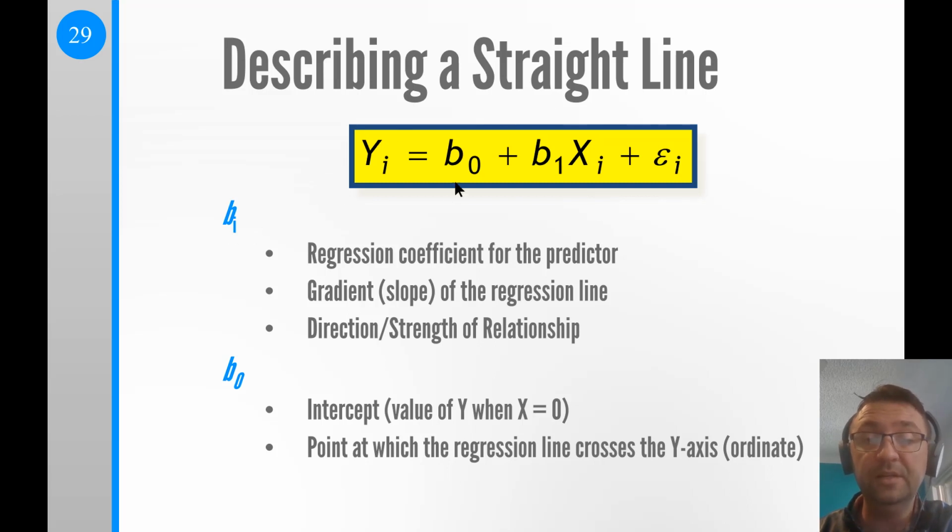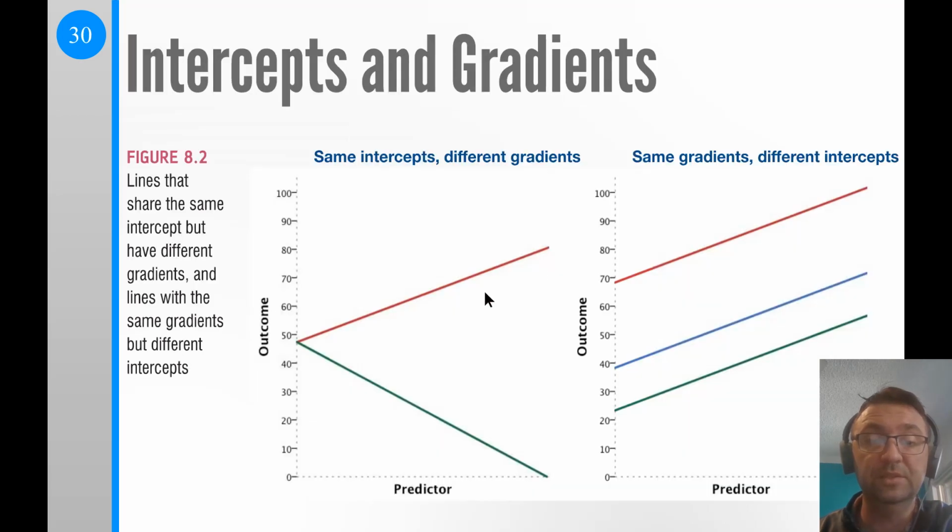So b1 is the regression coefficient for the predictor, or the gradient of the slope, and it's the direction or strength of the relationship between x and y. And b0 is an intercept, the point at which the regression line crosses the y-axis, or when x is 0, y equals b0, right? So our outcome is equal to b0. Let's look at some examples, and it will start to make more sense.